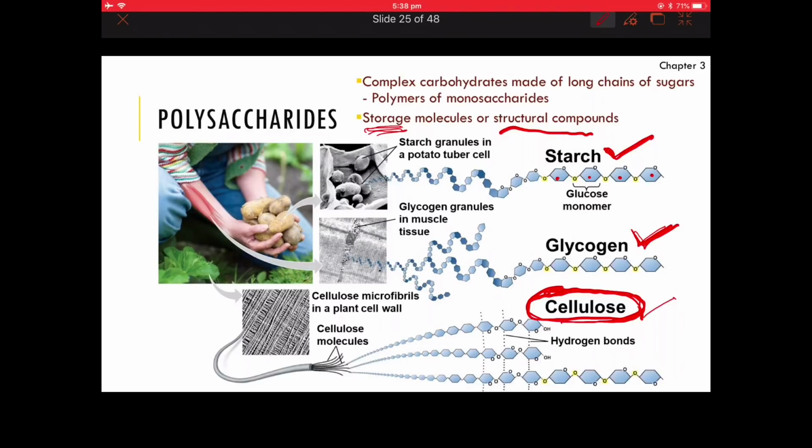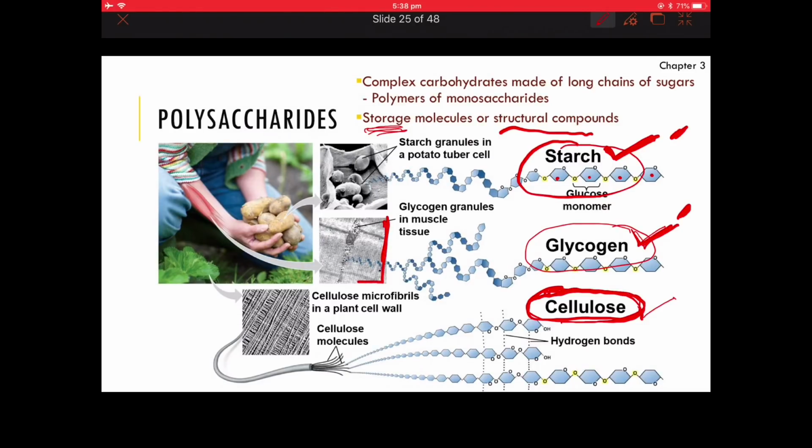طيب إيش الفرق بما أن هذا وهذا they're both for storage? What's the difference between starch and glycogen? Starch is found in what? What do you think? It's found in animals or plants? Obviously plants. النشا مو موجود في الحيوانات، موجود في النباتات. فهذا تخزين الطاقة في النباتات. Storage in plants. Glycogen is storage in animals.